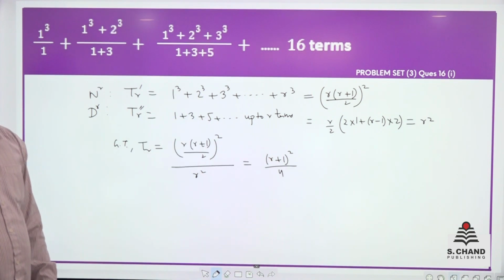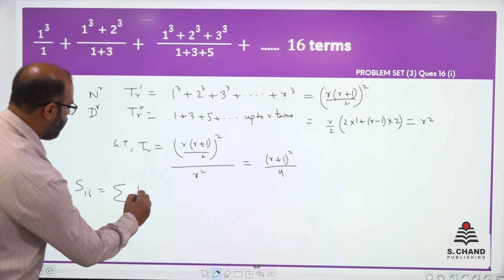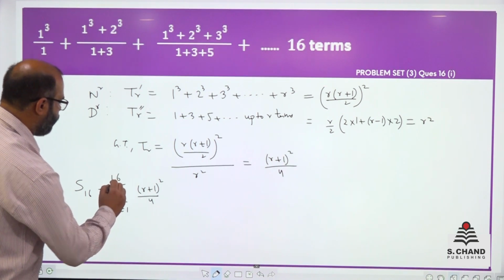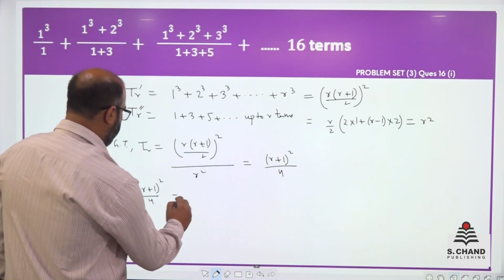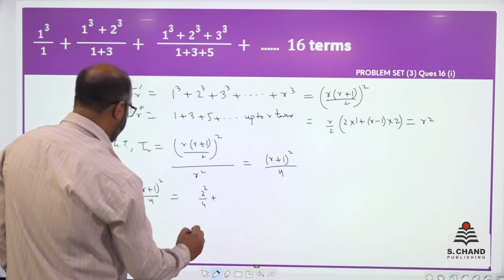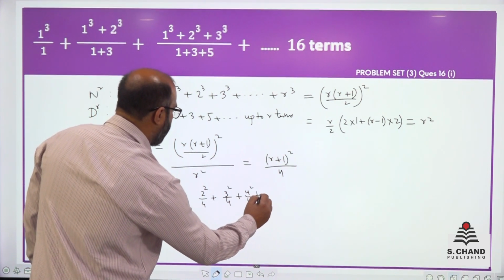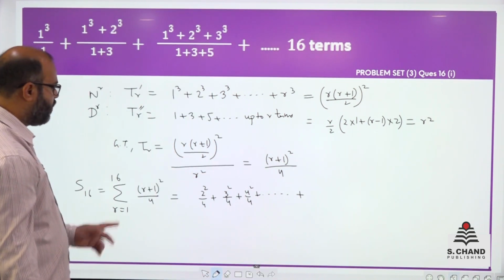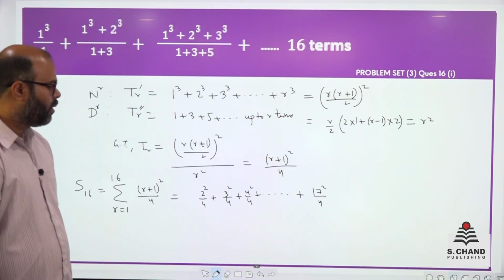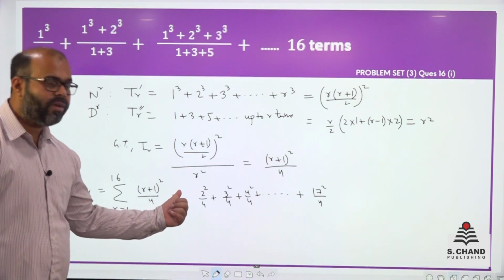Now you have to find the sum till 16 terms. So sum till 16 terms will be equal to sigma (r plus 1) whole square upon 4, r is equal to 1 to 16. So this would become 2 square by 4, then 3 square by 4, then 4 square by 4, and proceeding similarly, in the end it will be 17 square by 4. So 1 by 4 can be taken as common, but 2 square, 3 square, 4 square, these are squares of the natural numbers not starting from 1, but from 2.